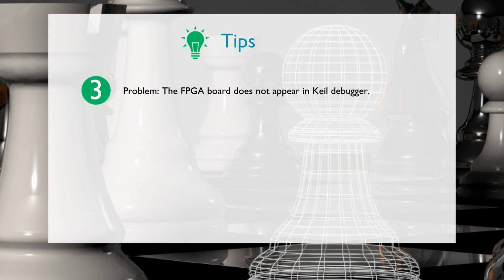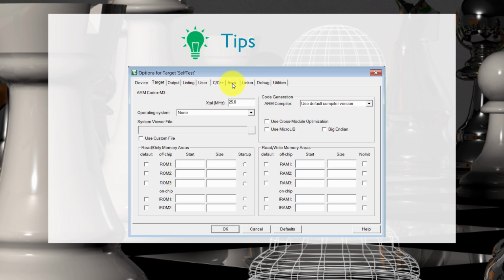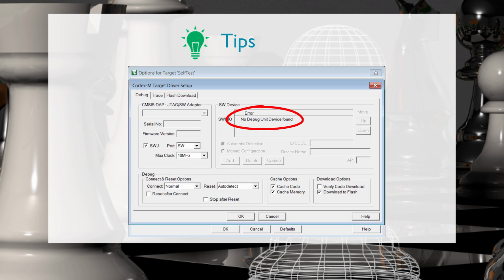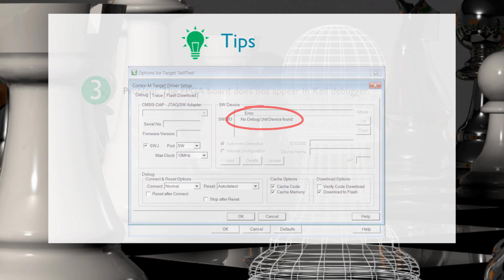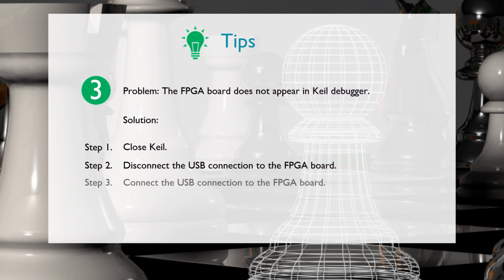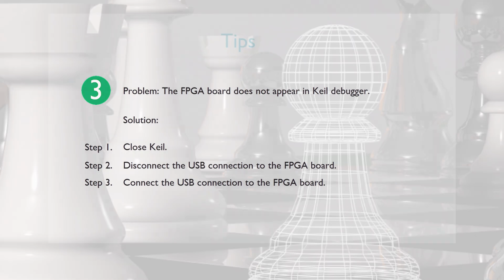And finally, if you're unable to verify the connection to the FPGA board in Keil, then the operating system may need to update its USB drivers. You'll know when there is no connection because when you select Options for Target, then select the Debug tab and the CMSIS DAP settings, it will report that there's no debug unit device found. To help the operating system update its drivers, close Keil and then disconnect then reconnect the USB cable from the board to your PC, and the operating system should update the driver automatically.